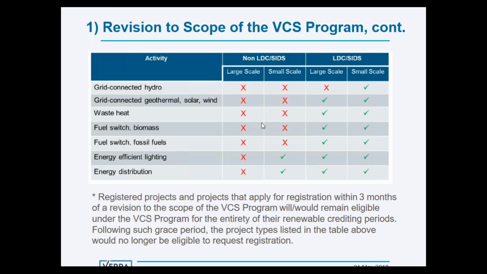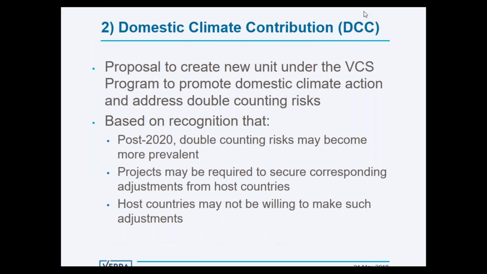The second proposal that we've put out is a proposal to create a new unit under the VCS program, which is specifically meant and targeted to promote domestic climate action and address particular double counting risks that we see on the horizon. So we're referring to this new unit as a domestic climate contribution, or DCC.